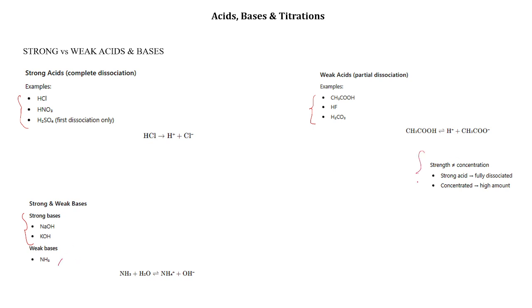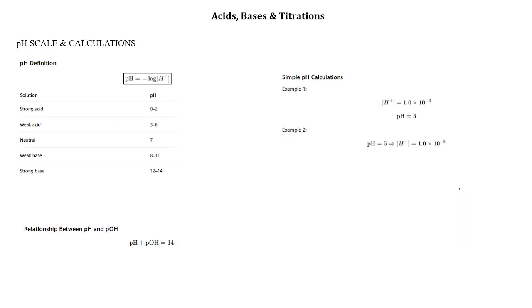Okay, now one thing you have to remember about strength and concentration. Just know these two are not the same. Strength and concentration are not the same. Strength is how much acid or base is dissociated. Okay, it's about ionization, whereas concentration is how much acid or base is present. These two are totally different, just keep in your mind.